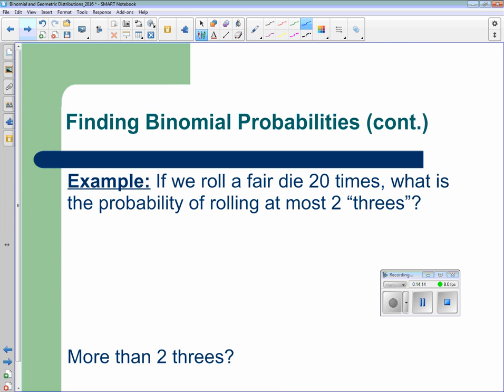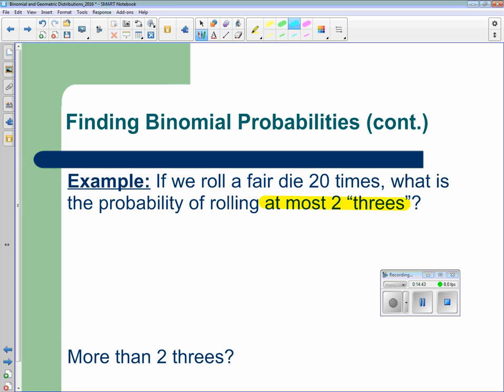Let's try a different one. Okay? What happens if we roll the same situation, we're rolling it 20 times. The question becomes different now because we want at most 2 3s. We've already checked those conditions, so we don't have to go through and do that again, because it's the same scenario. But what changes?